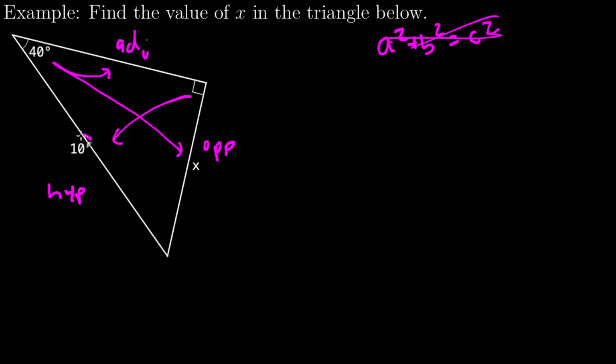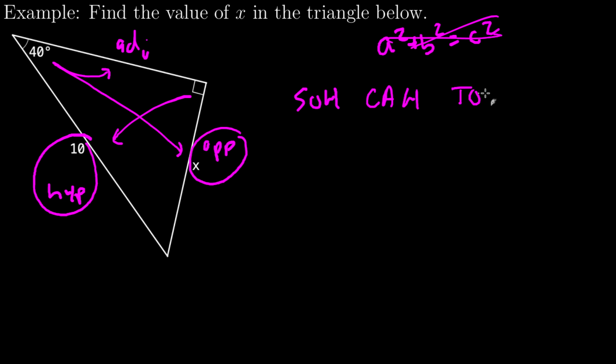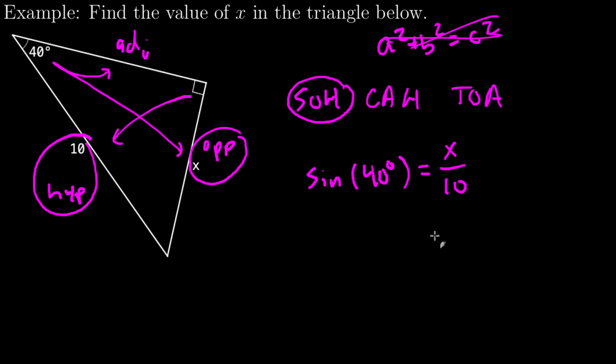I see that I have the hypotenuse and the opposite, and I can use my mnemonic device, SOH CAH TOA, to set up the problem. So I'm looking for O and H. This one has the O and the H. So I'll get the sine of 40 degrees is equal to opposite over hypotenuse, so x over 10. But now what? Okay, so we're going to actually figure out how to solve this.